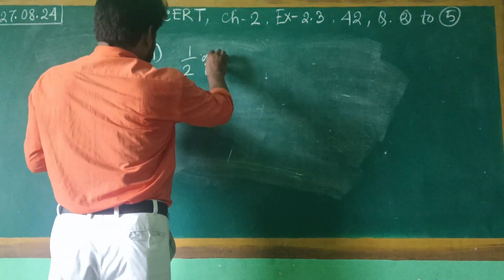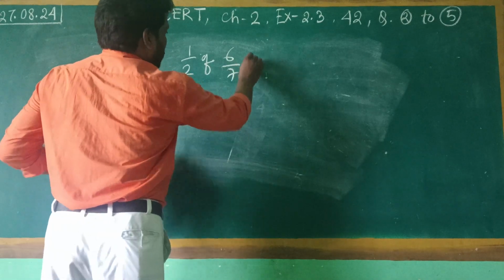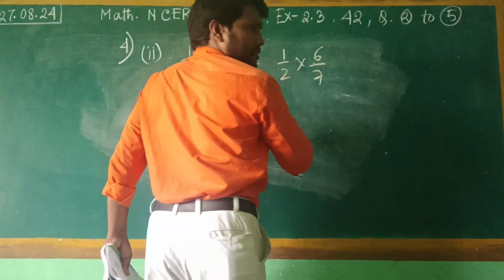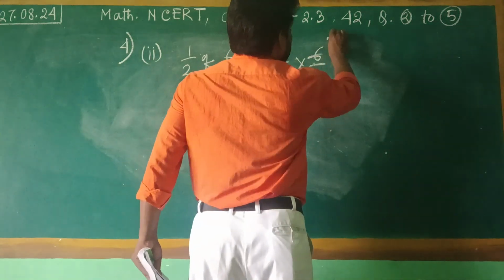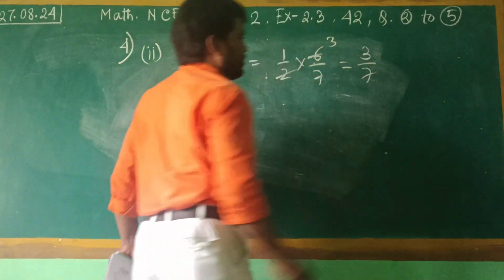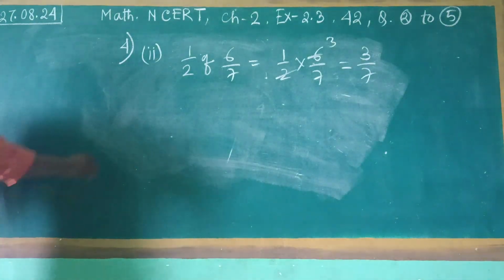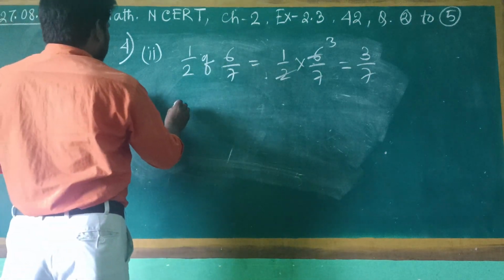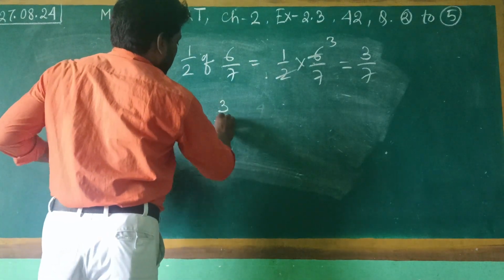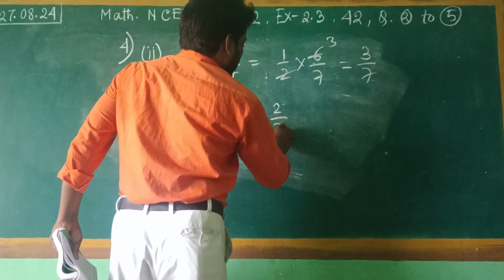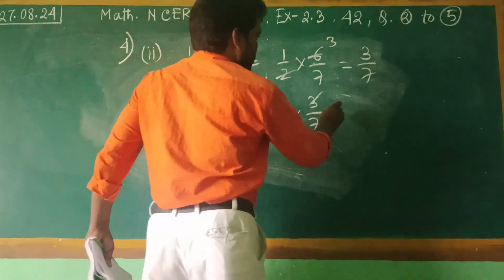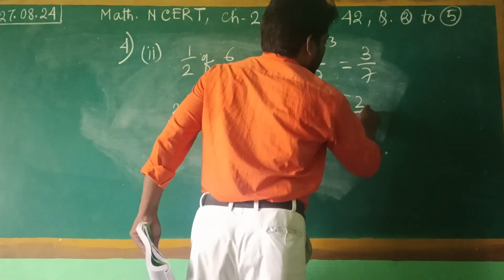Half of 6 by 7. So what is the actual value? Half into 6 by 7. So 2 threes are 6, there is a common factor. So what is the actual value? 3 by 7. And the other is 2/3 of 3 by 7. Now 2/3 of means multiply by 3 by 7. 3 and 3 cancel, reducing to 2 by 7.